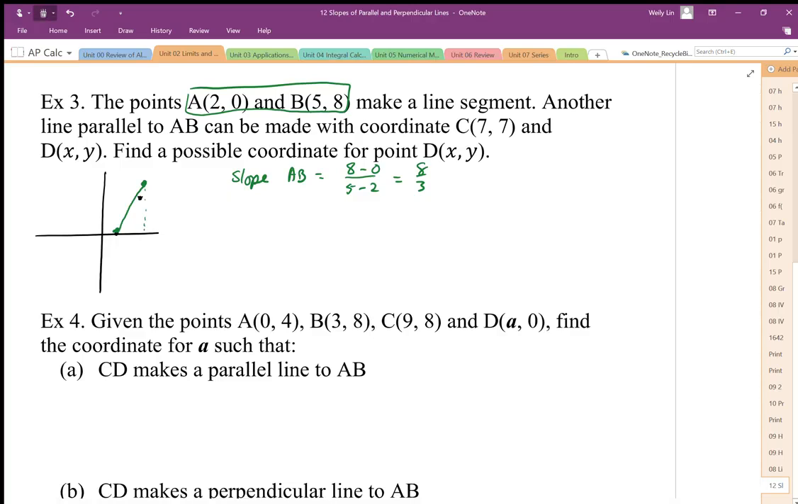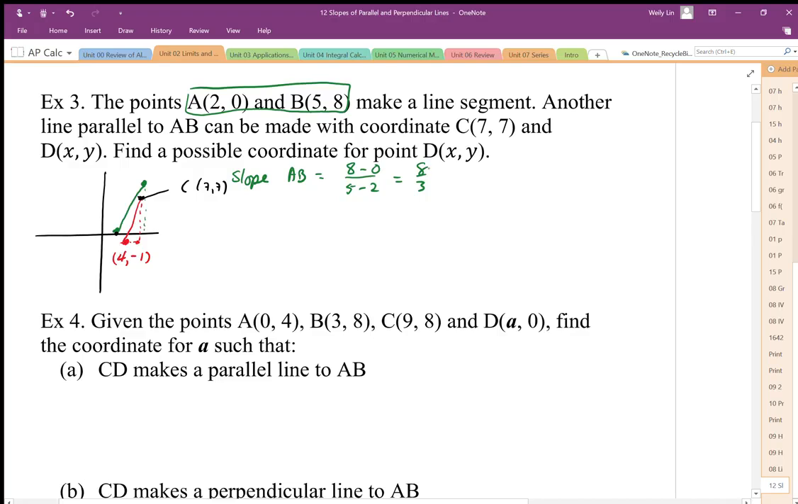If this position C is at (7, 7), if I just use this slope, if I go down 8 over 3, so I'm going to do that here. So I'm going to go down 8 to negative 1, over 3, and that's going to be at 4. So (4, -1) would be my coordinate.